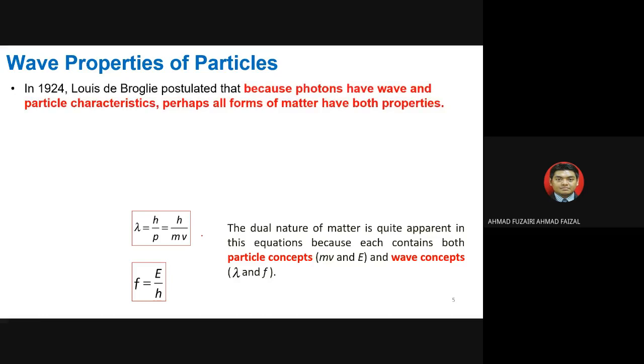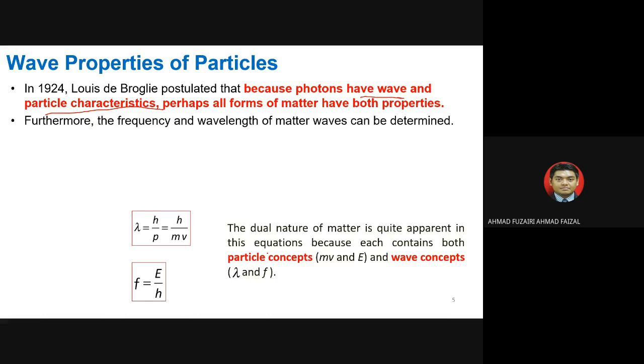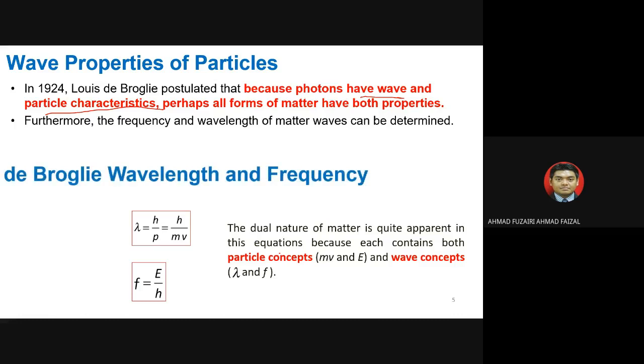So in 1922, Louis de Broglie postulated that because photons have both wave and particle characteristics, perhaps all forms of matter have both properties. Furthermore, the frequency and the wavelength of a matter wave can be determined. The de Broglie wavelength is given by lambda equals Planck's constant over p. What is p? Momentum, which is mv. So lambda equals h over mv.